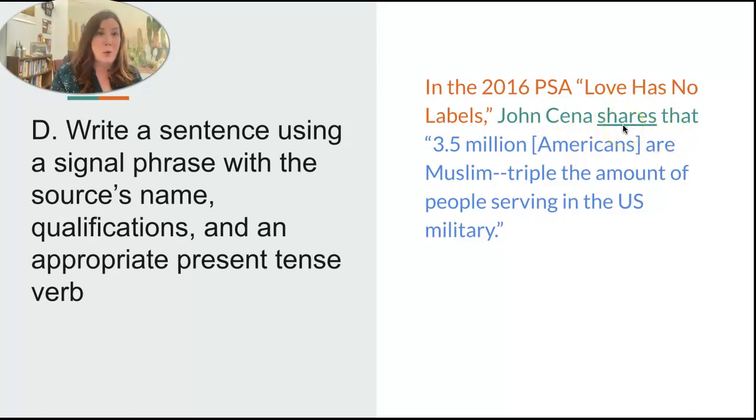So when you're quoting, there could be lots of different verbs. It could be John Cena shares, John Cena argues, John Cena said, John Cena writes, John Cena contends. So we're thinking about all the interesting verbs you could use there.